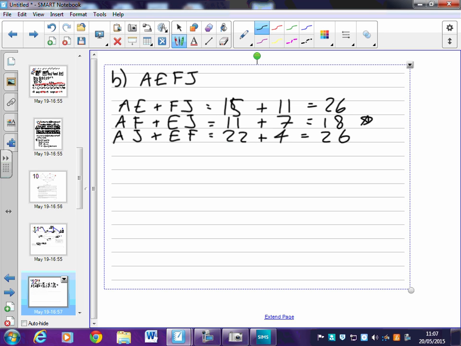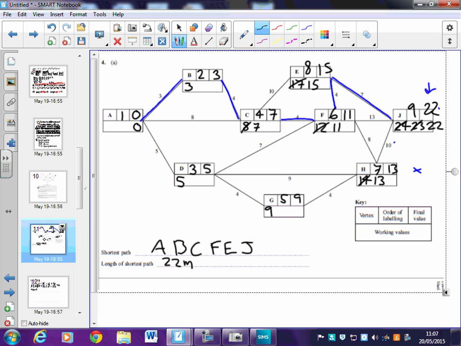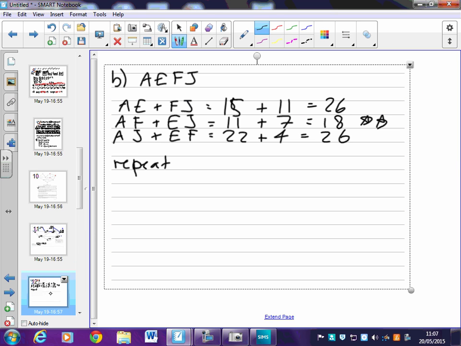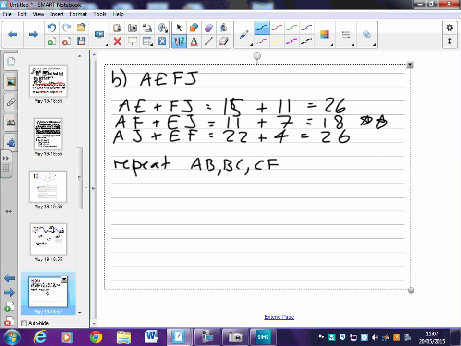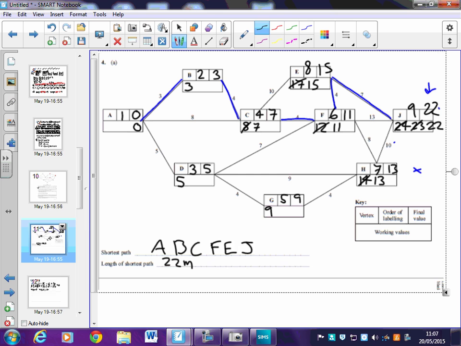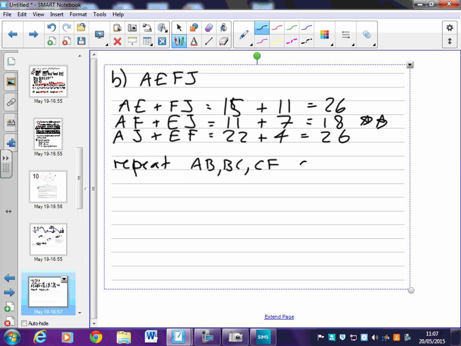The smallest one is the 18, so these are the ones I need to repeat. So I'm going to write down the arcs I need to repeat. Don't just write AF for this one. This is why you have to say the individual ones that you're going to repeat. So I'm going to repeat A, B, B, C, C, F, and also EJ, which was directly in between them.